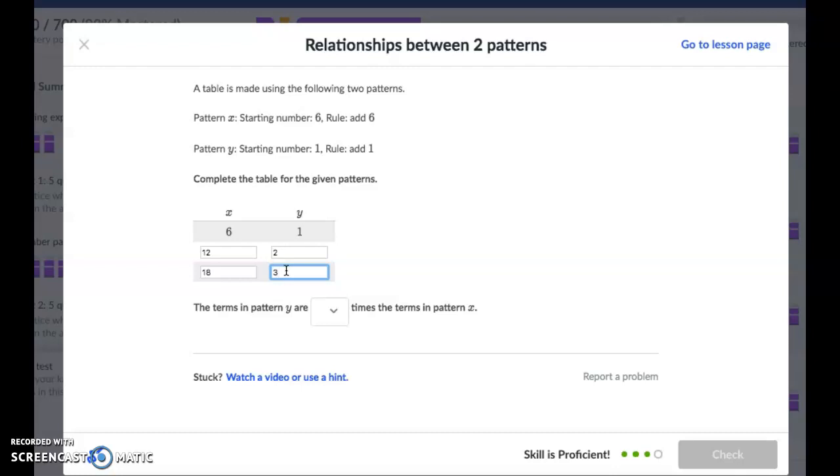The terms in pattern Y are blank times the pattern X. So 1, okay, is not 6 times X, it's 1/6 of X. 2 is 1/6 of 12. 3 is 1/6 of 18.